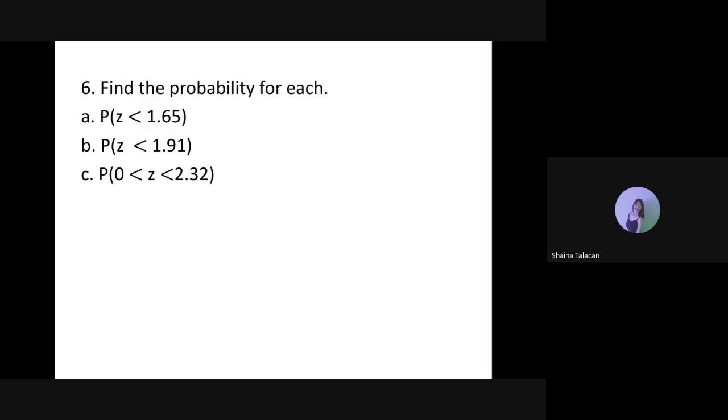If you need the z-test table, I can send it to the group. The z-test table is in the group, I sent it. I can't project it here because the question will disappear.